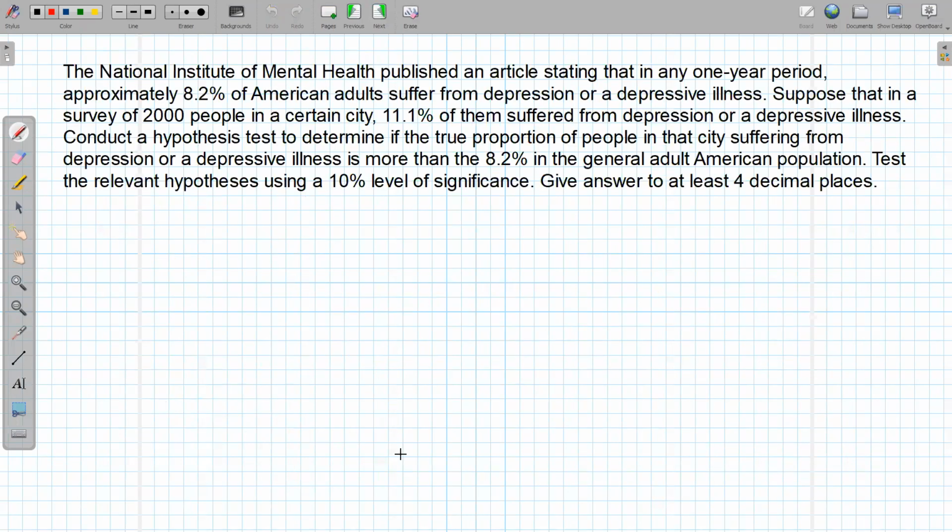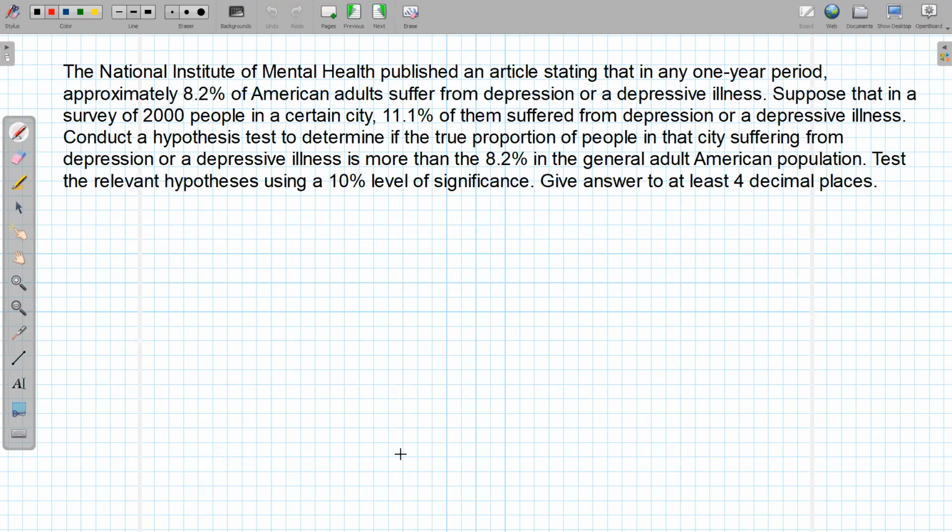Okay, so I have a bit of information from the National Institute of Mental Health, published in an article, and the article stated that in any one-year period, about 8.2% of Americans suffer from depression or a depressive illness. Now, my guess is that in the days of COVID, that's probably a bit higher.